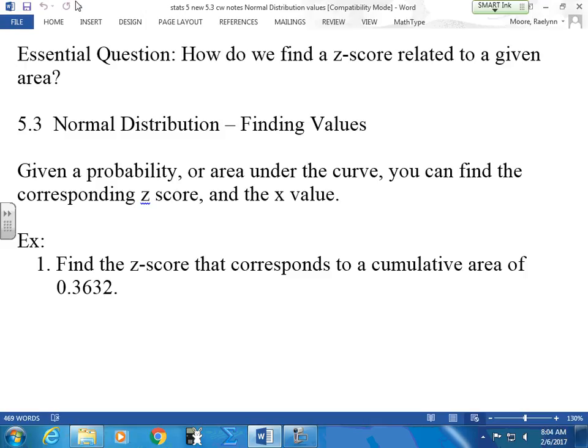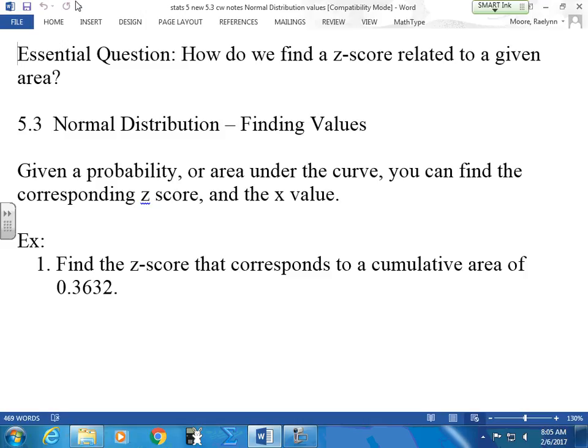We're gonna find a z-score that corresponds to certain areas. So you do need your calculator for this. If anything else, this is the one you really need to know the calculator for. If you don't like to use it otherwise, that's fine, but this one is good to use. Okay.